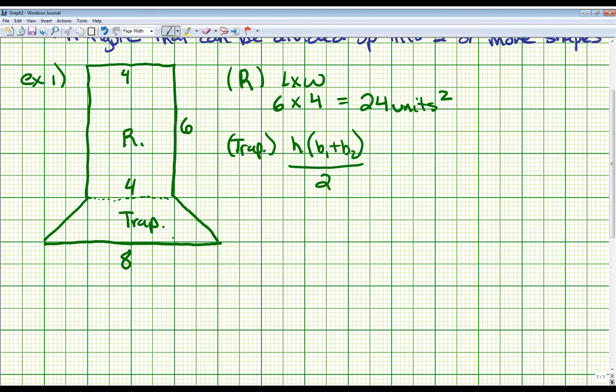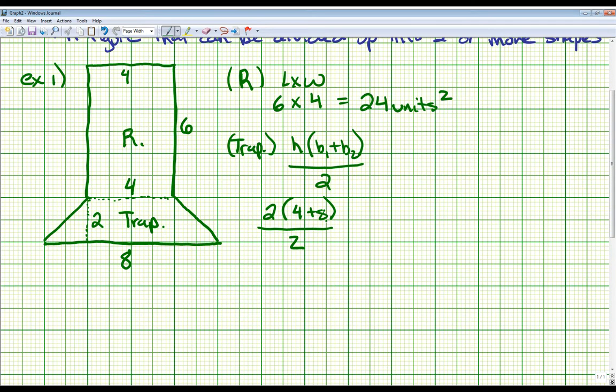I already know my other base, but I need to know my height. Remember, the height is from the top of the trapezoid to the bottom. That looks like 2 boxes. So if I do this math, it would be 2 on the outside of the parentheses, 4 plus 8 for my bases, and then I would divide by 2.